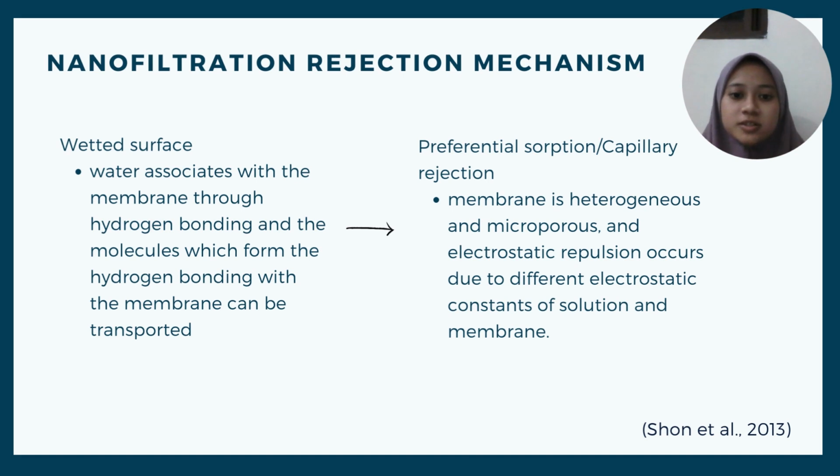Now I'll talk about the nanofiltration rejection mechanisms. This filtration mechanism has 5 types. The first mechanism is wetted surface. In this step, the water associates with the membrane through hydrogen bonding, and the molecules which form hydrogen bonding with the membrane can be transported. Second is preferential sorption or capillary rejection. In this step, the membrane is heterogeneous and microporous, and electrostatic repulsion occurs due to different electrostatic constants of solution and membrane.